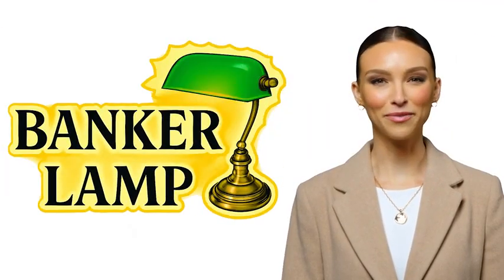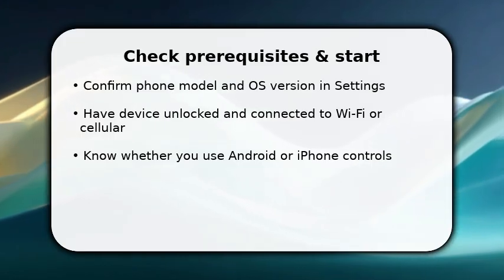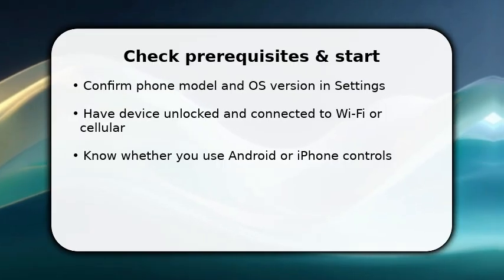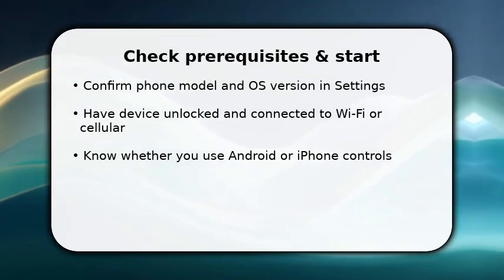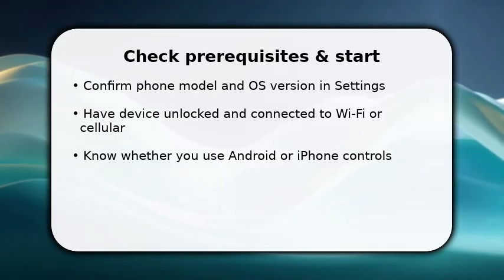Please enjoy the video. You'll begin by verifying prerequisites. Make sure your phone is unlocked and connected, and note whether it's Android or iPhone because controls differ. Once done, open Settings and search for Notifications or Sound and Vibration.